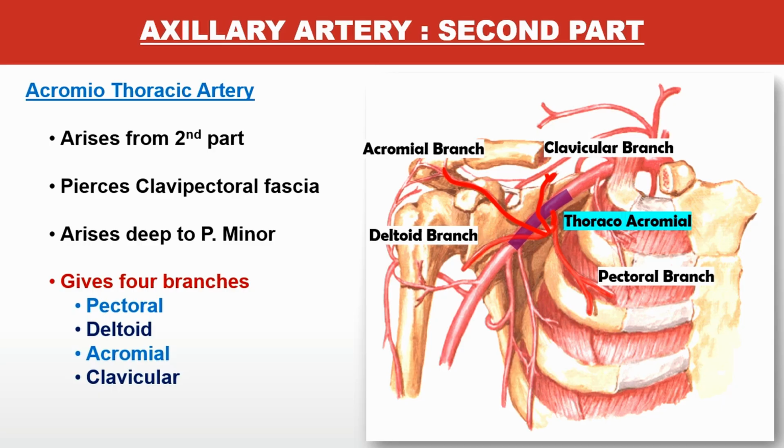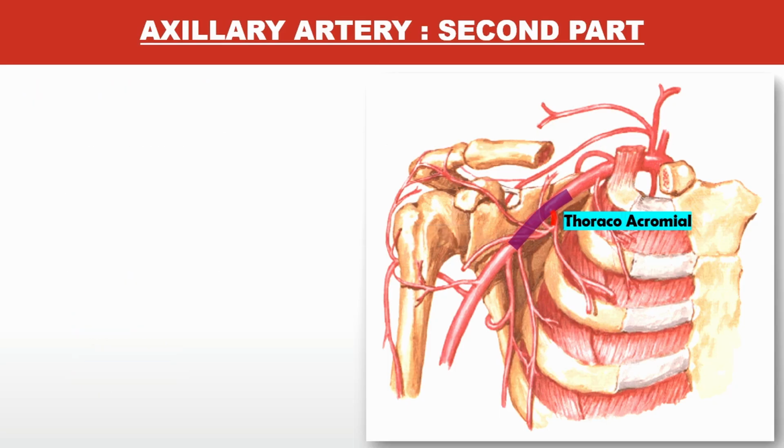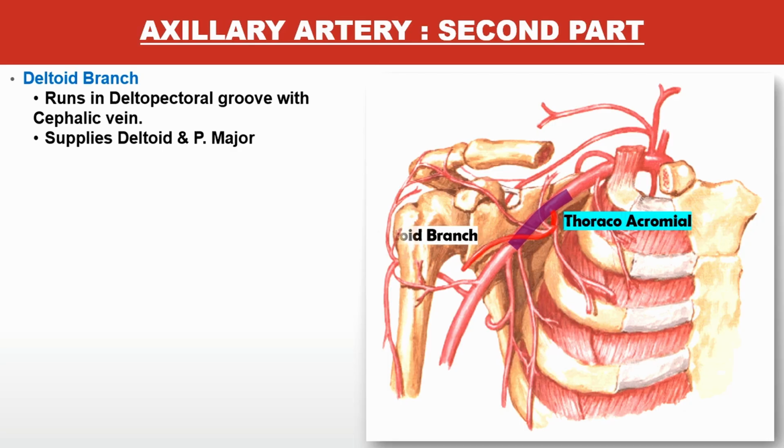This goes like this. This is divided into 2 parts. So one goes towards the acromial process, one goes towards the deltoid. Right? This is again thoracic branch. This is again divided into 2 branches. So we have the pectoral branch and another branch is going towards this. This is the clavicular branch. Right? So we have deltoid branch which runs in the deltopectoral groove with the cephalic vein and it supplies the deltoid and the pectoralis major.